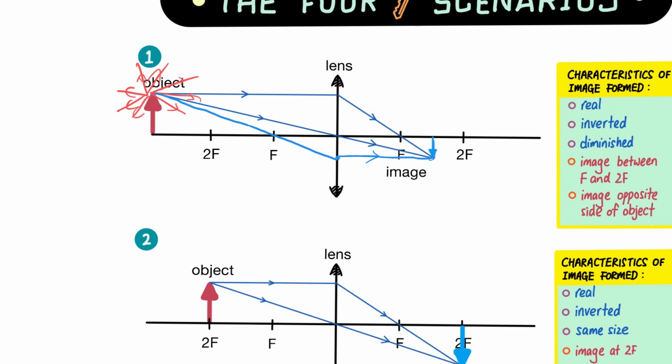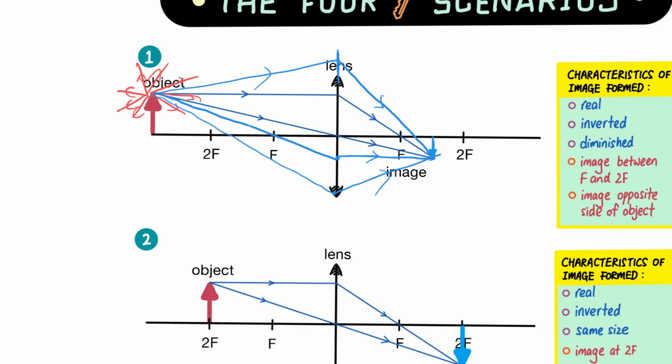Once you know the image, whatever ray that comes up from here, after passing through the lens, you know that it will end up at the tip of the image. So you just continue to draw whichever ray that they give you. You can just draw and connect this way. That's how you do it.